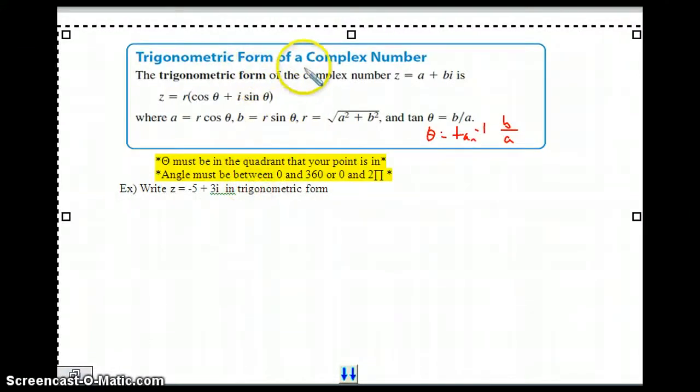Okay, so trigonometric form of a complex number. I have it listed out for you right here. This is the trigonometric form. Trigonometric form is the r value times the cosine of theta plus i times the sine of theta. Don't worry about this z here. This is just setting it up. We'll use r times the cosine of theta plus i sine of theta. So let me write that formula down here.